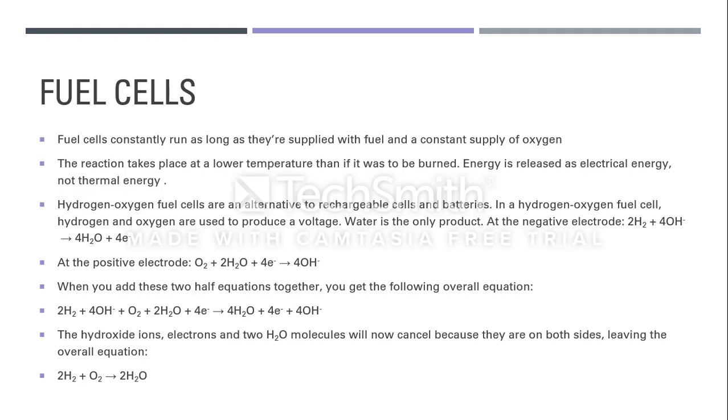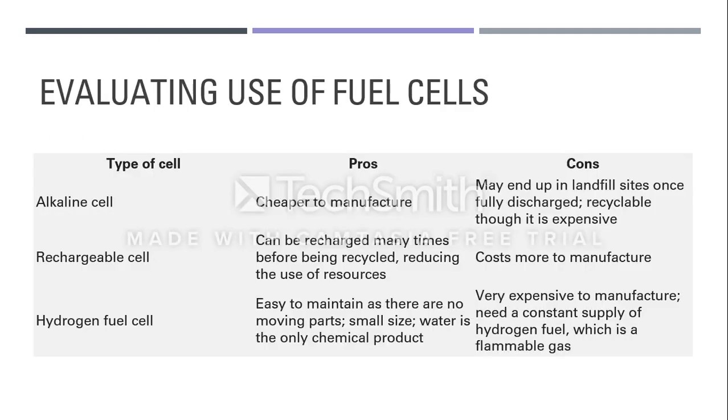At the negative electrode, it's 2H2 plus 4OH minus goes to 4H2O plus 4e minus. At the positive electrode, it's O2 plus 2H2O plus 4e minus goes to 4OH minus. When you add these two half equations together, you get 4H2O plus 4e minus plus 4OH minus on one side. The hydroxide ions, electrons, and two water molecules will cancel out because they're on both sides, leaving the overall equation as 2H2 plus O2 goes to 2H2O.